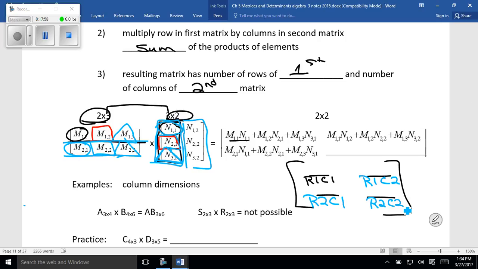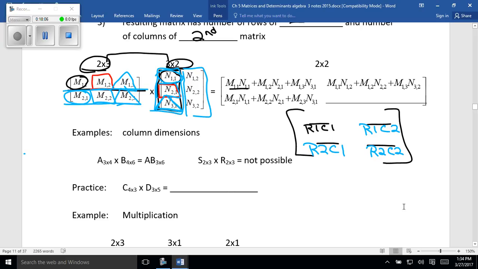You ready to try one? First of all, can I do this one? 3 by 4 times a 4 by 6. Yes. How do you know you can do it? The 4s match, so they're gone. My answer is going to be a 3 by 6. I'm going to have 18 different answers. Can you do this? Yes, it's a 4 by 5, which means I'm going to have 20 different answers. Are we understanding?